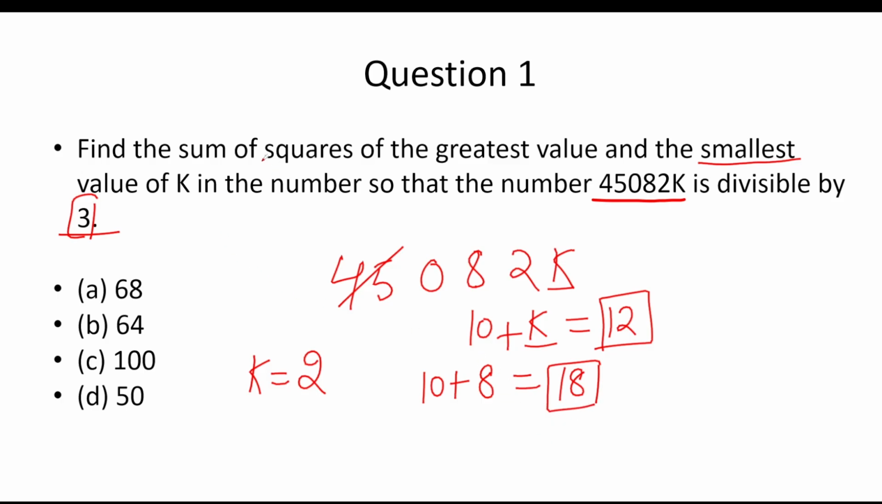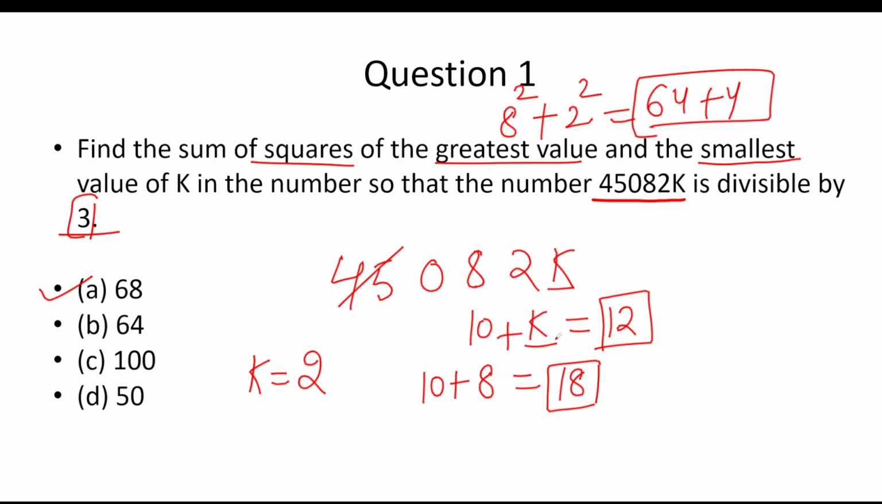Okay. Now the question is sum of square of the greatest value and the smallest value. Greatest value is 8 and the smallest value is 2. So what is the square? 8 square plus 2 square. Answer will be 68. 8 square 64, 2 square 4. Right? So this is clear to all.